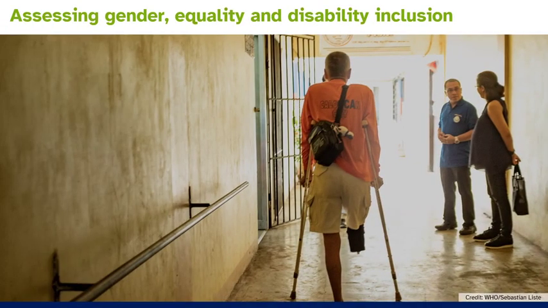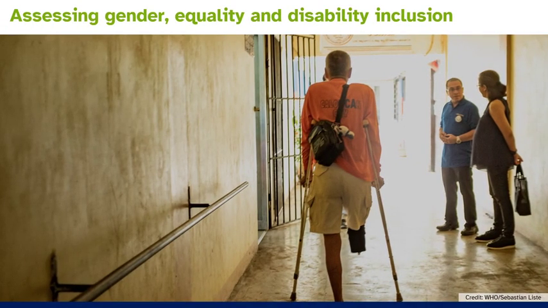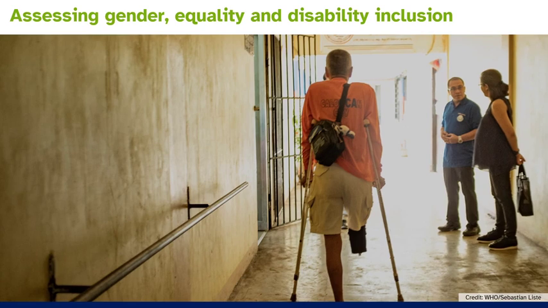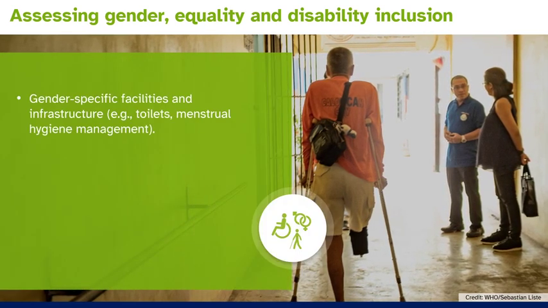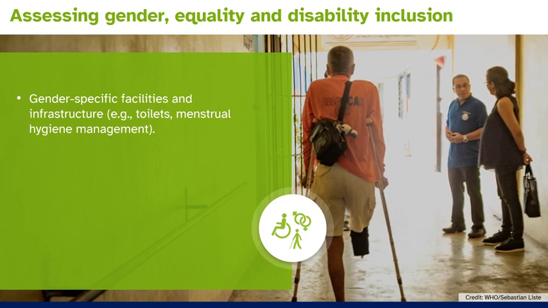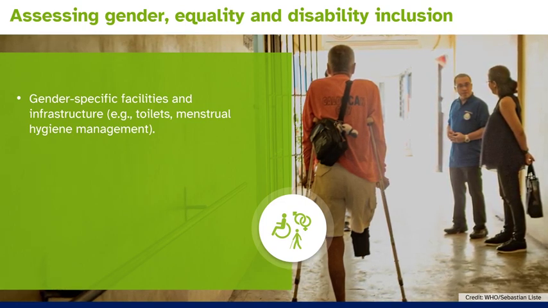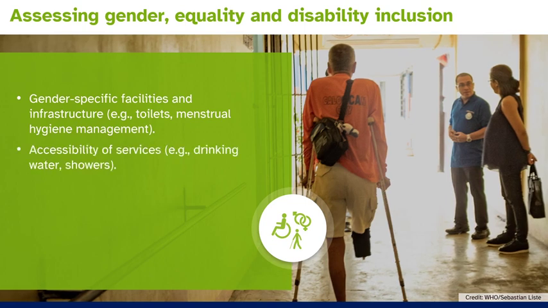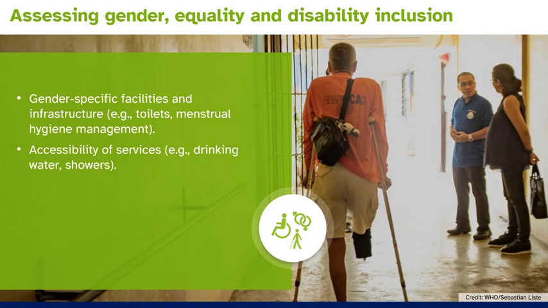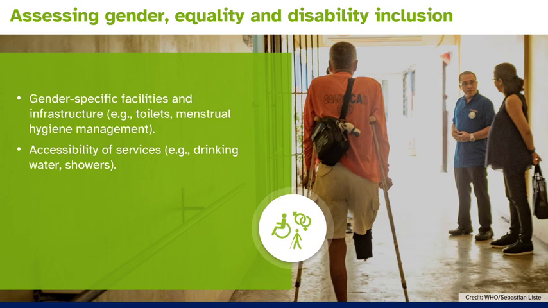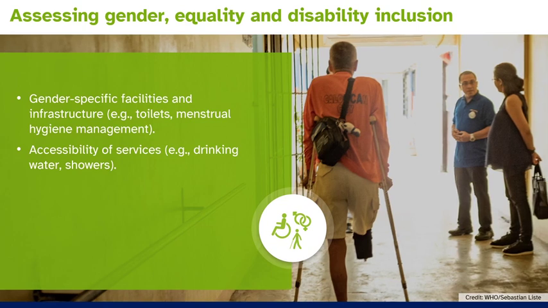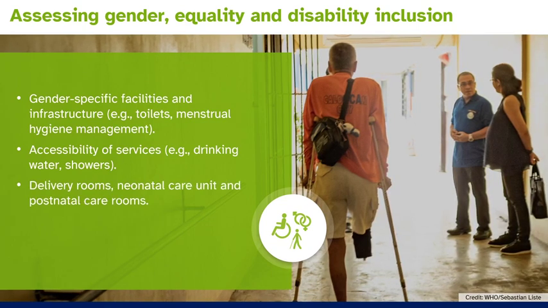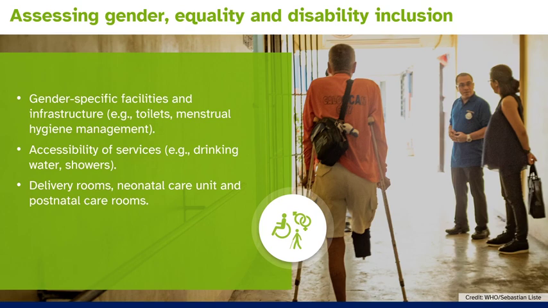How do we pay particular attention to the needs of vulnerable groups in the washpit assessment? The washpit assessment requires you to check the availability of gender-specific facilities and infrastructure, including solutions for toilets and menstrual hygiene management, or MHM, the accessibility of drinking water, toilets and showers, including access paths, and gets you to think about how people with disabilities use and will benefit from the facility. Special attention should be given to critical areas such as delivery rooms, neonatal care units, and postnatal care rooms.